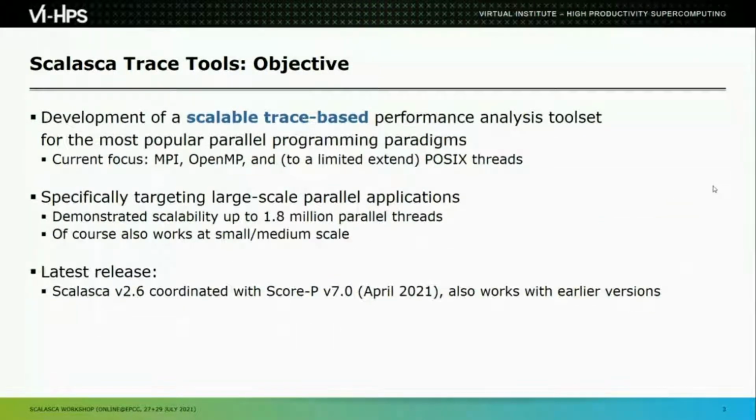So Scalasca has been developed over, I think, more than 15 years now. It's developed specifically for scalable trace-based performance analysis. It is focused primarily on the most popular parallel programming paradigm. So that's MPI for message passing between compute nodes and between processes, as well as OpenMP, and to a more limited extent, POSIX multi-threading between threads within a process within a single compute node. We're working on extending that, but those are the paradigms that are currently supported by the Scalasca trace analysis.